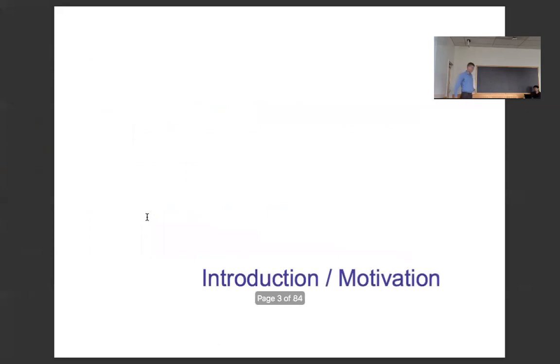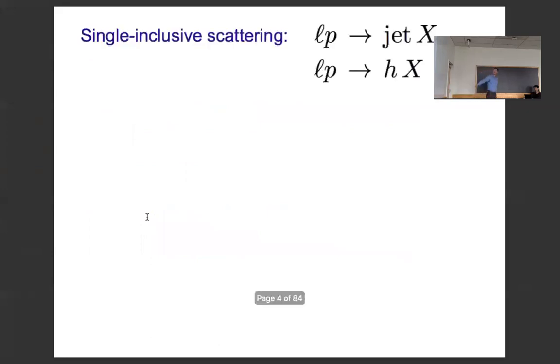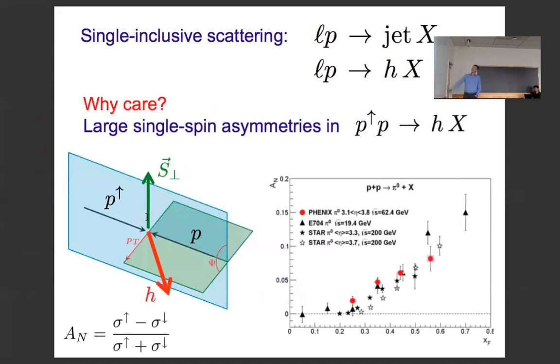Okay, so motivation, why am I looking at such processes? Of course, the motivation is simply that we care about the large single spin asymmetries that have been observed for the related proton-proton process. You all know about this. I don't have to go into any detail, but for example, here at RHIC, STAR and PHENIX have seen, like in previous fixed target experiments, large single spin asymmetries as functions of Feynman x_F.